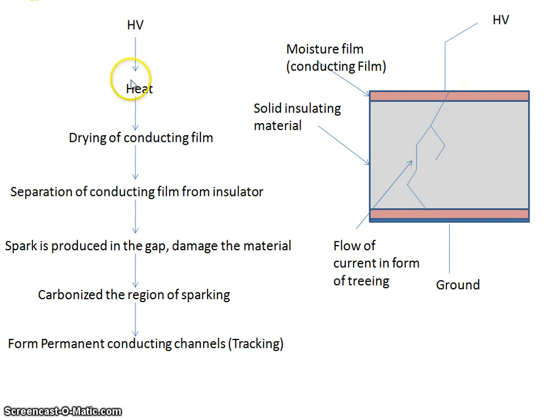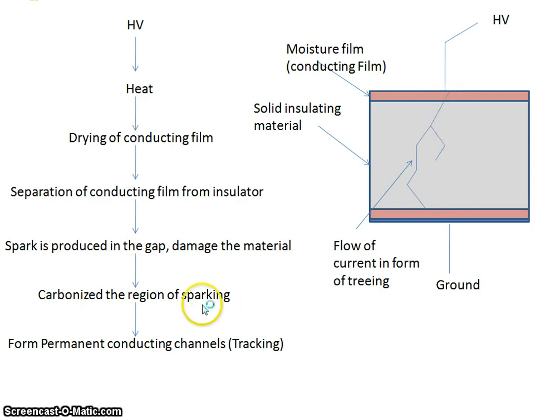As we increase the voltage, the spark is produced in the gap. Just as with a loose connection, the spark is produced which damages the material, producing a damaged path. Because of the sparking, carbons are formed, that is, the region of the sparking gets carbonized. So this region becomes a carbonized region.